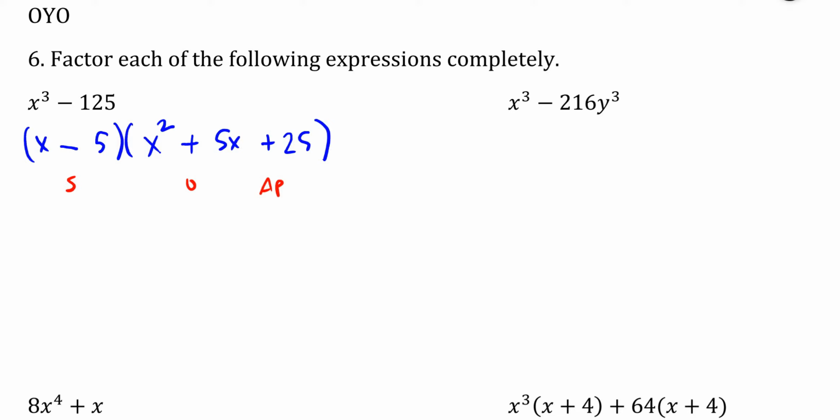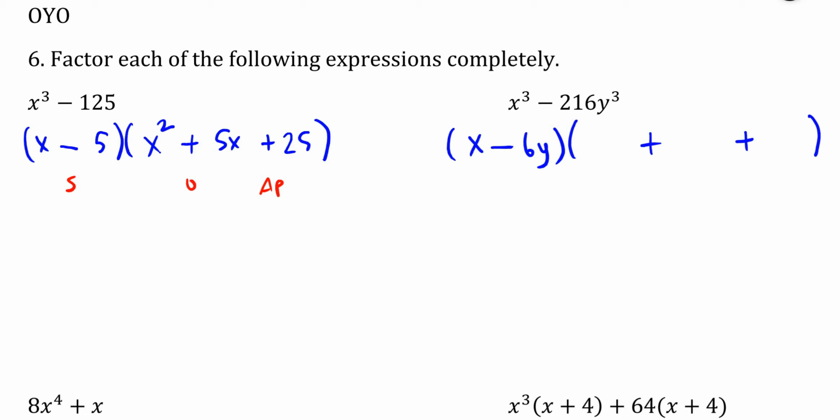Let's take a look at the next one. Same thing, I'm going to start by making my 2 parentheses, subtraction in the first one, and 2 pluses in the second one. x cubed. What makes x cubed? Well, that's x. The second term is a little bit more challenging. What makes 216? So what cubed makes 216? Well, that's 6. And then what cubed makes y cubed? Well, that's y. No difference here, just we have more variables, more things to think about.